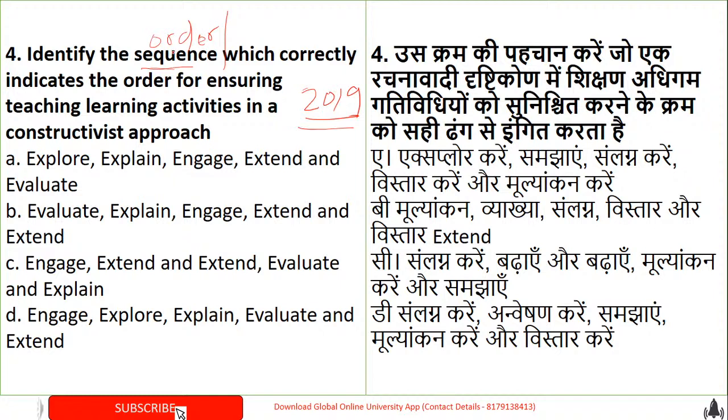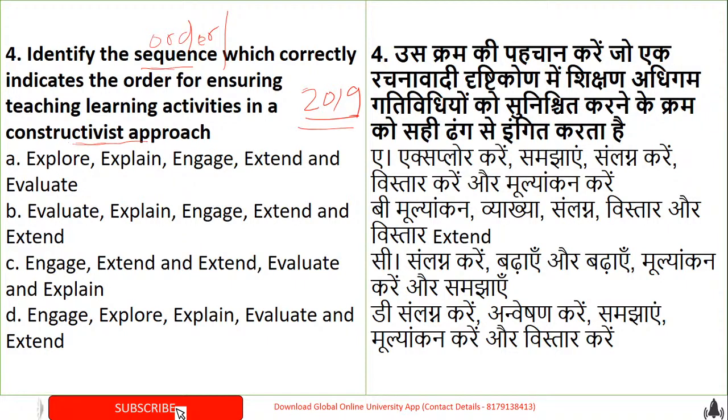The order or sequence which correctly indicates the order for ensuring teaching learning activities in the constructivist approach. So they have given the options. Explore. You can see all the options are the same. Now you need to arrange them in the sequence. Those who gave me a very quick and right answer, good, but all the answers are wrong. So see properly.